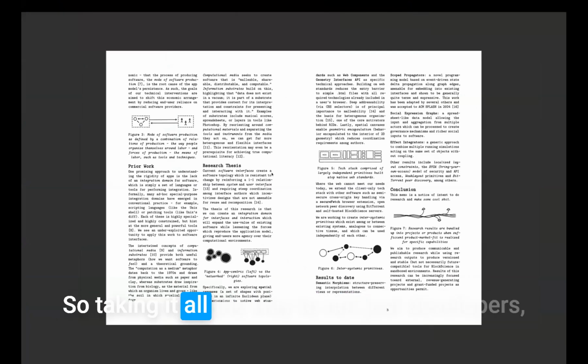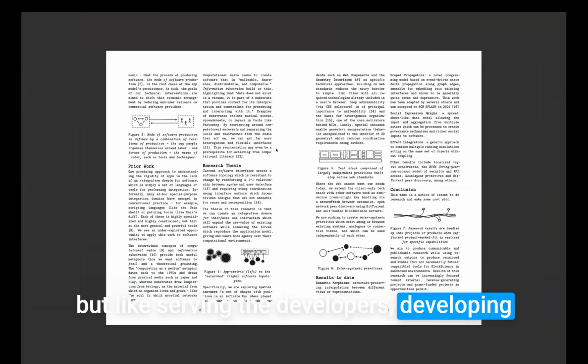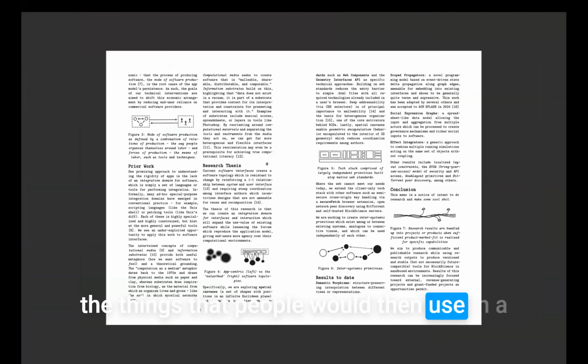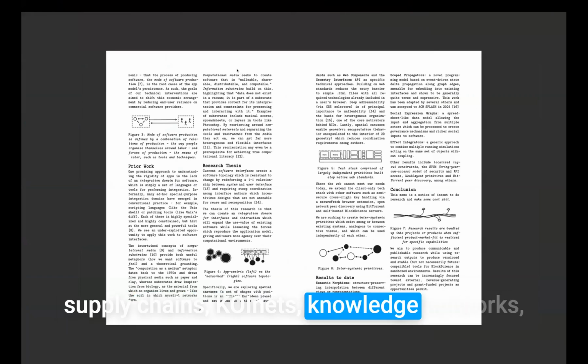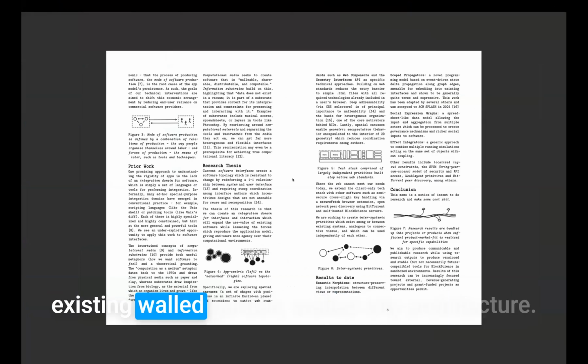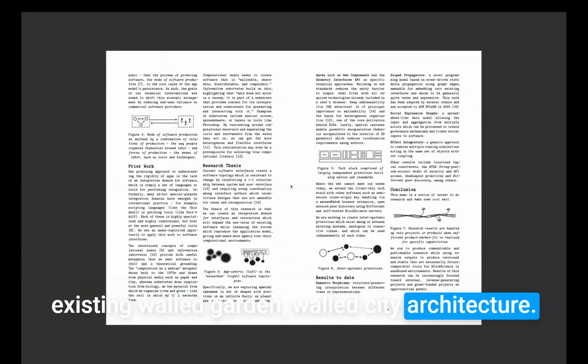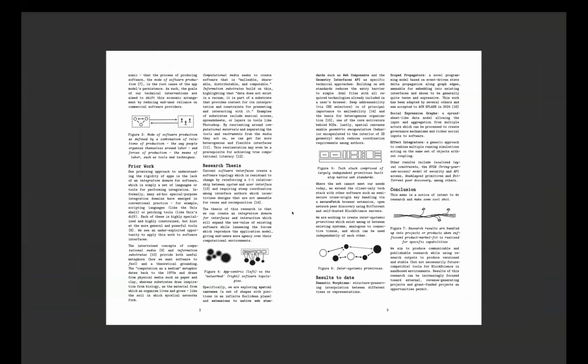So taking it all the way to not just developers, but serving the developers, developing the things that people would then use in a world that was characterized by these data supply chains, KOI nets, knowledge networks, as opposed to characterized by an existing walled garden, walled city architecture. Is that correct? Because I'm also just projecting. That's what I want it to be. I like that.